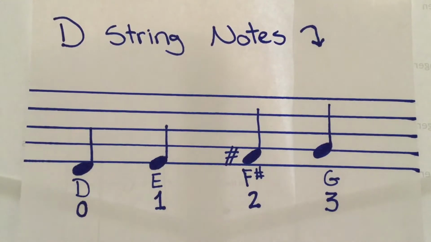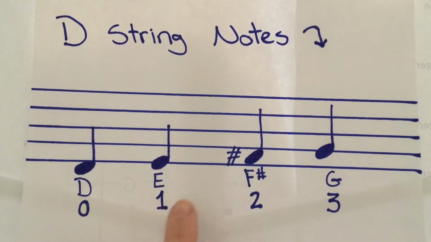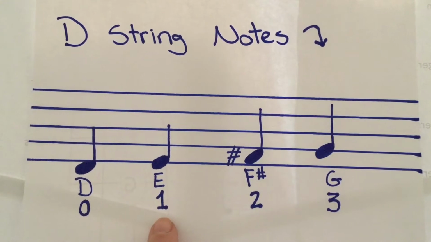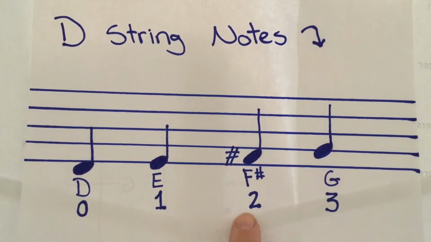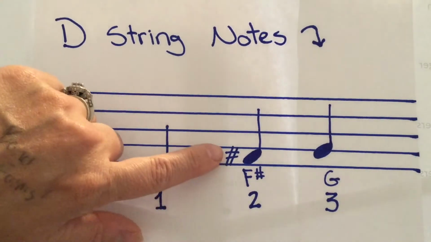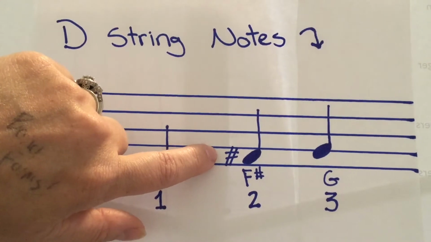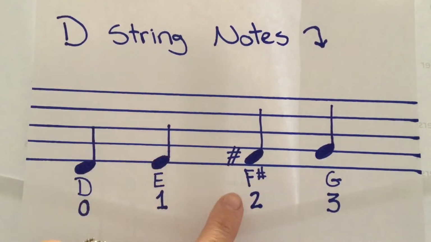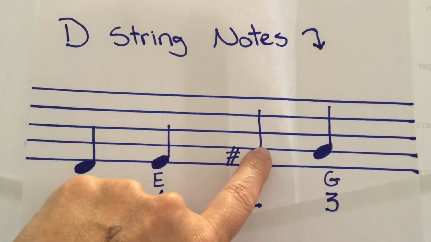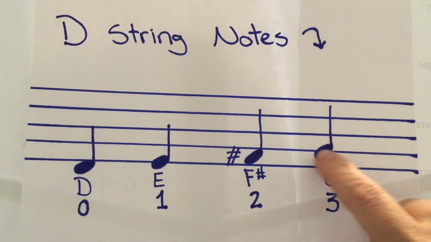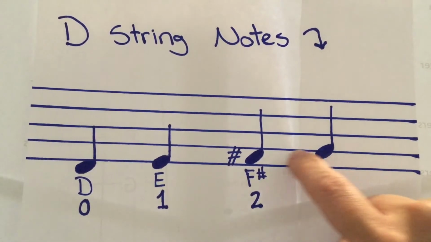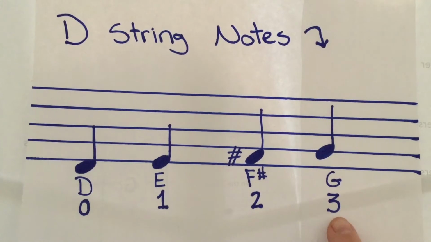So D is your open string. That's why I put a 0 underneath it. When you put your first finger down, that brings you up one step to E. Second finger down brings you up to F sharp. This isn't any F. Remember, it has this hashtag looking sign, but in music, that's not a hashtag. It's a sharp. So F sharp is in your first space, between your first and second lines. And then the last note we're going to start with on our D string is the G. G has the second line of the staff cutting right through the middle of it. And that's when you put your third finger down.